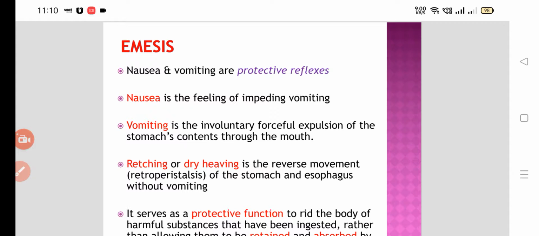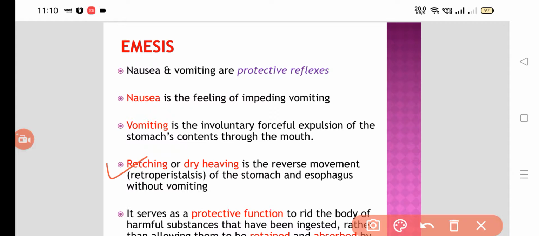Now, vomiting is the involuntary forceful expulsion of the stomach contents through the mouth. What is vomiting? Vomiting is involuntary, it is not in our control, and it is a forceful expulsion of stomach content through the mouth. Whatever is in your stomach will get expelled through the mouth.